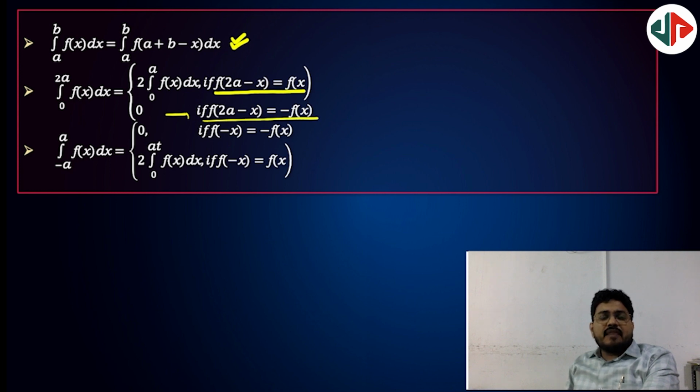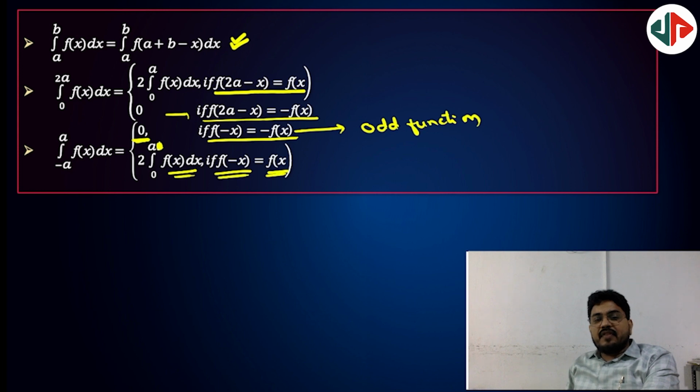Integral from minus a to a f of x dx is equal to 0 if f of minus x is equal to minus f of x. What do you call this one? This is called an odd function. It is equal to 2 times integral 0 to a f of x dx if f of minus x is equal to f of x. What do we call this one? Even function.